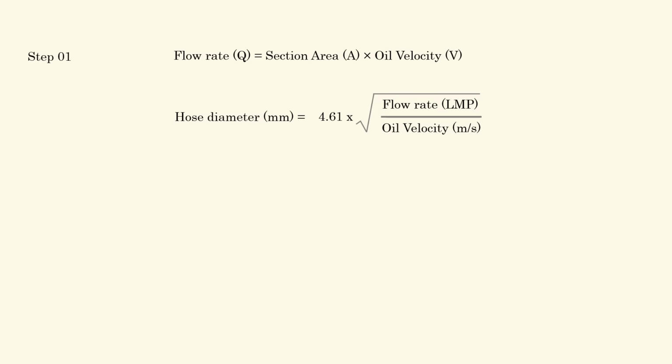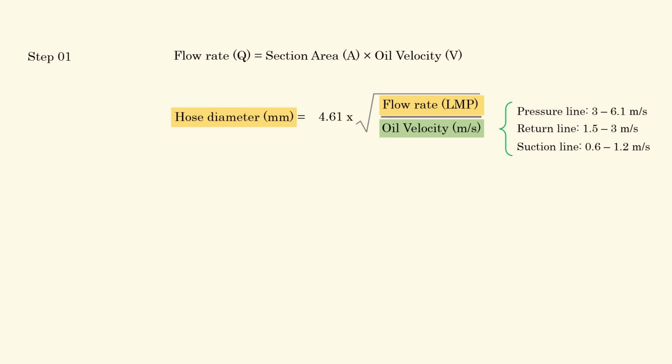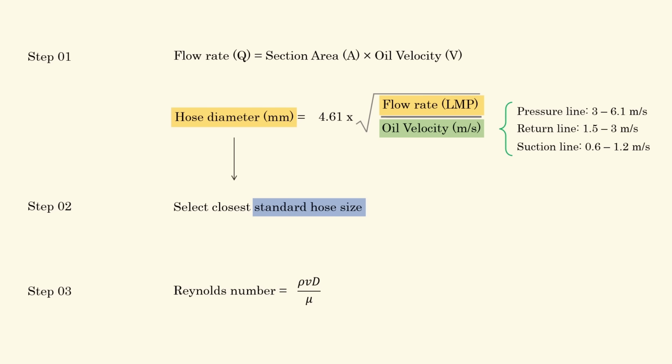So here is a final simple sequence for sizing of any hydraulic hoses. First, start with simple flow rate equation and calculate the hose size based on given flow rate and using recommended oil velocity range. This gives a good starting point. Next, select the closest standard hose size. Then check the Reynolds number for selected hose size.